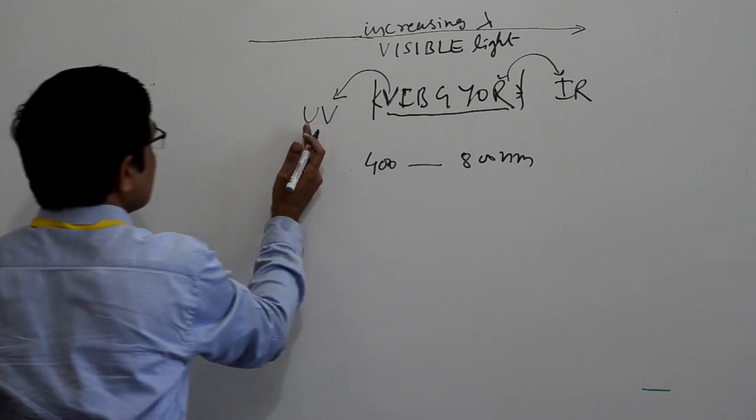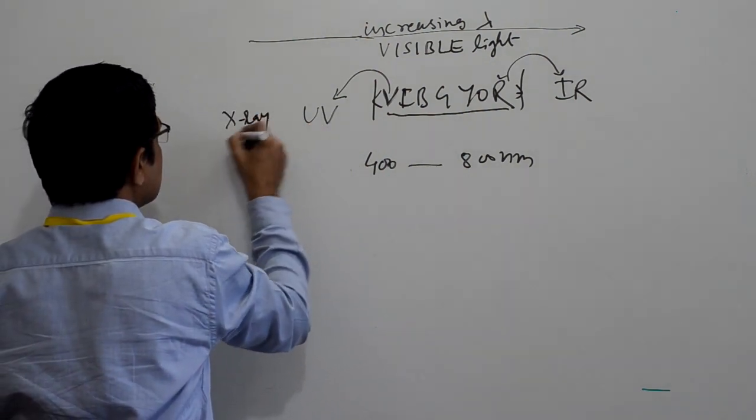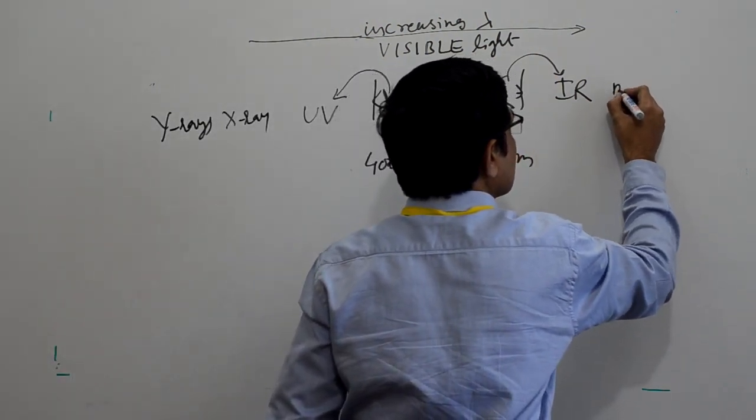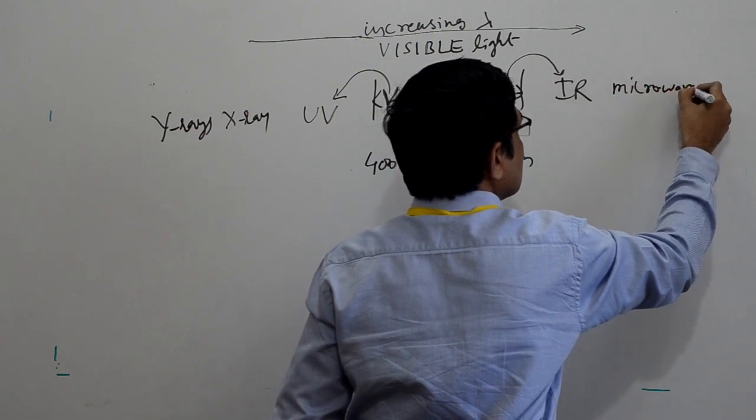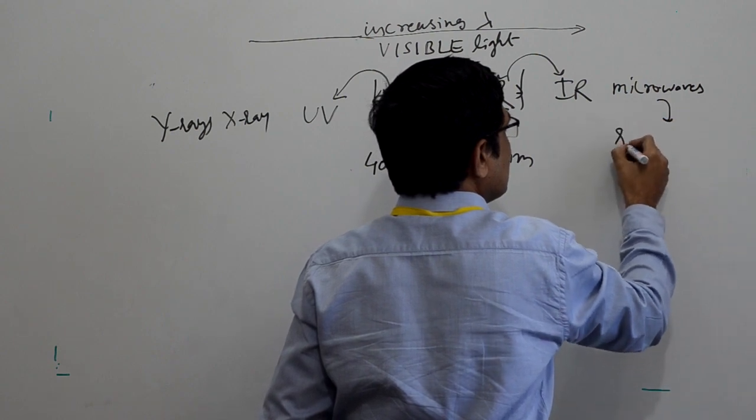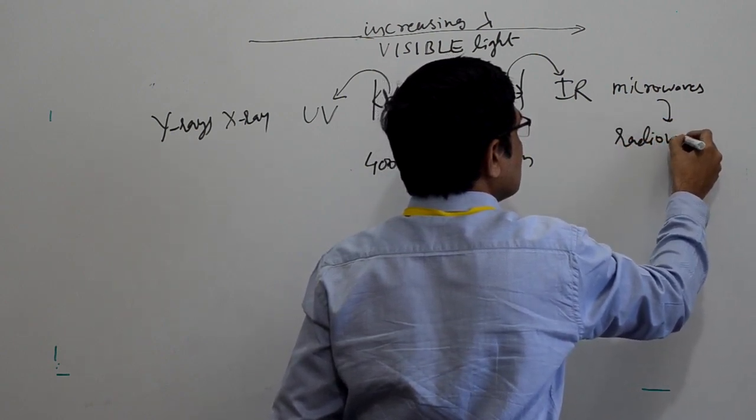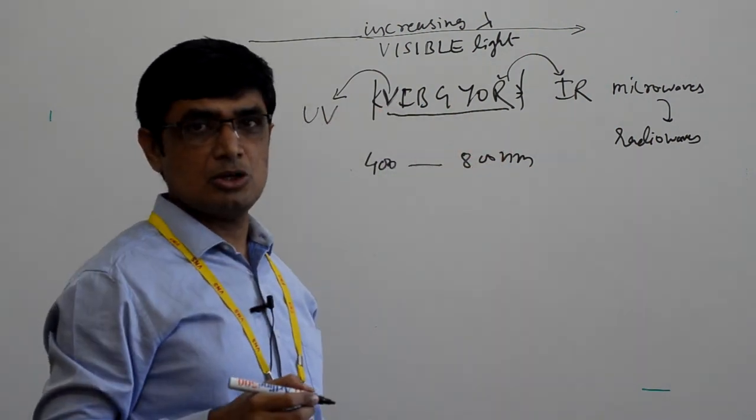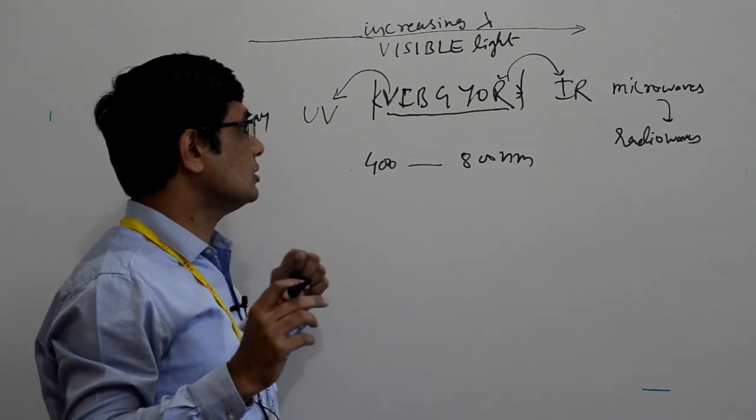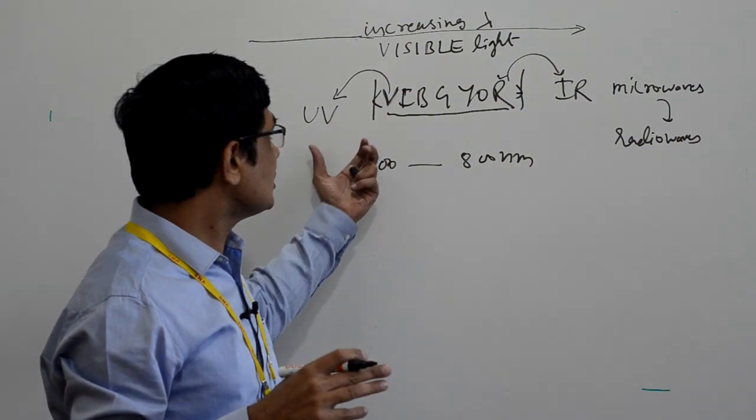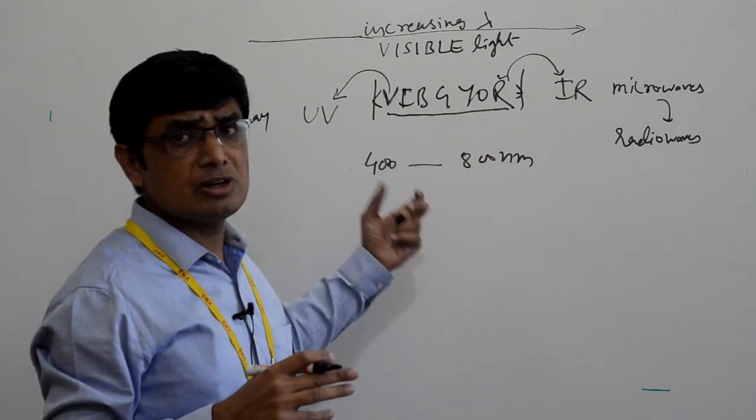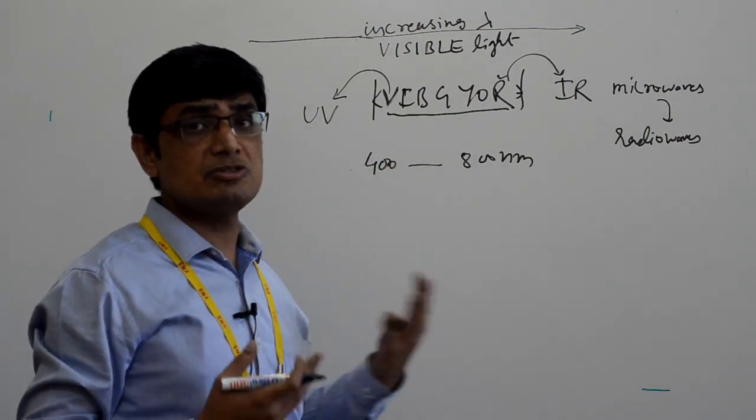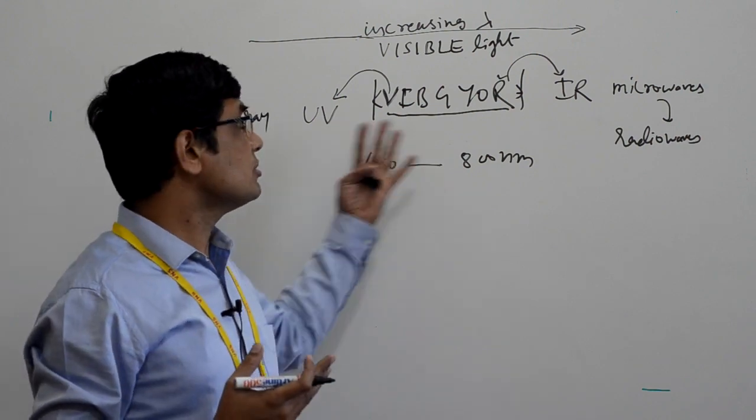Just before the UV light come the X-rays and then gamma rays, and after the IR there are microwaves and then radio waves. So we can easily remember these things. These are the different wavelength, wave number, frequency, and energy. We can easily remember which light will have the higher energy by this chart.